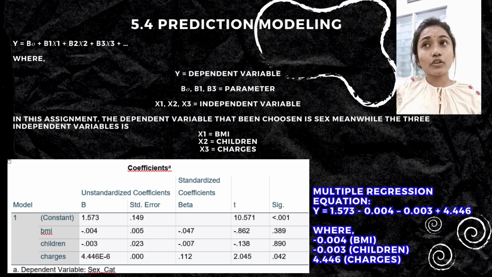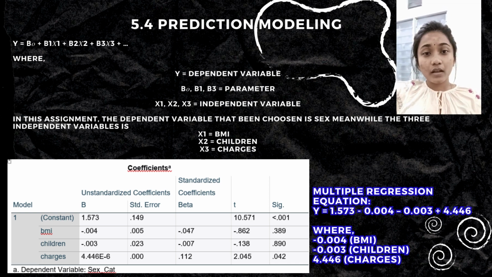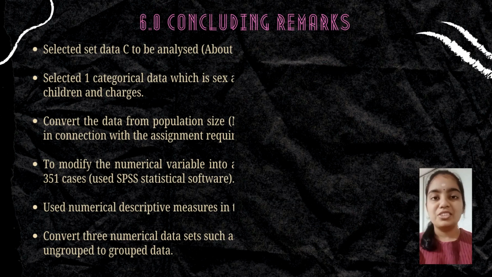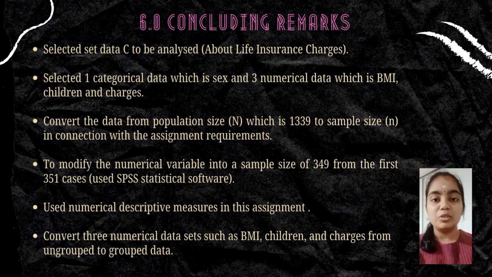For the coefficient table, it provides the unstandardized coefficients, standardized coefficients, t values and significance levels for the independent variables, which are BMI, children and charges, in the multiple regression model. It shows that charges has a significant positive impact on the dependent variable sex category, while BMI and children have a non-significant impact.